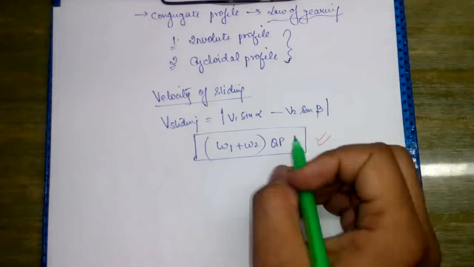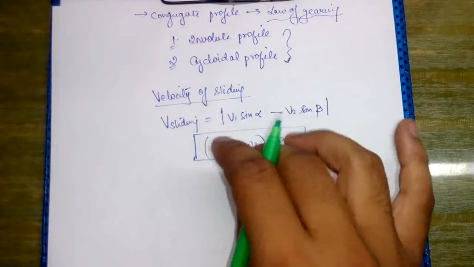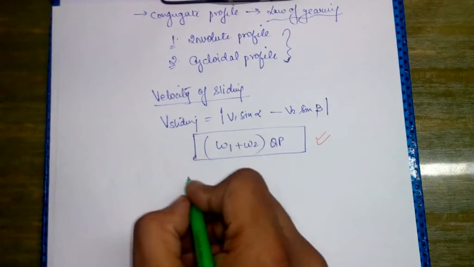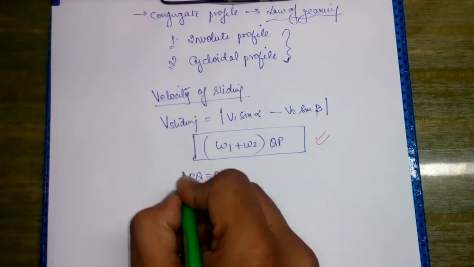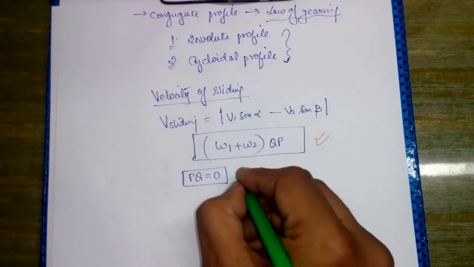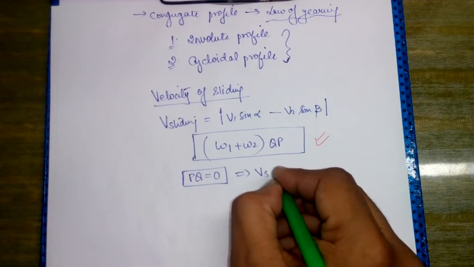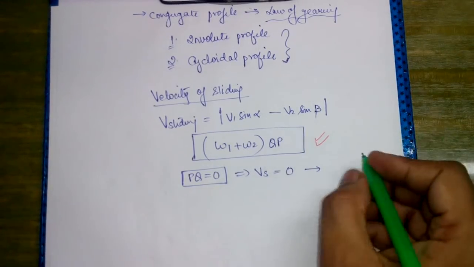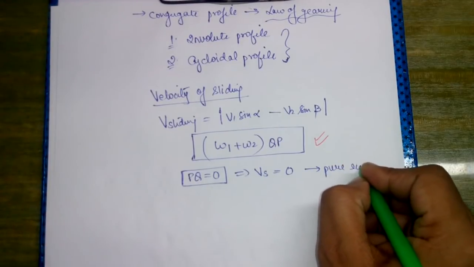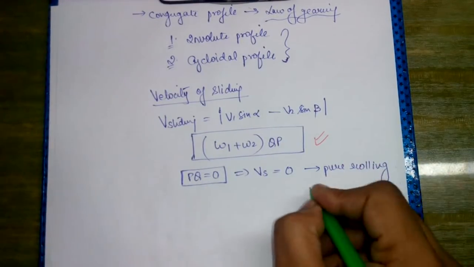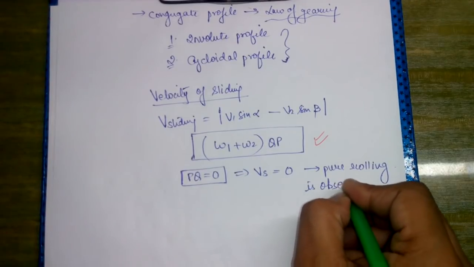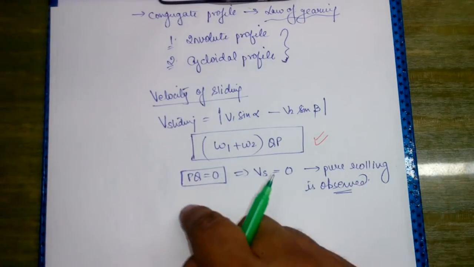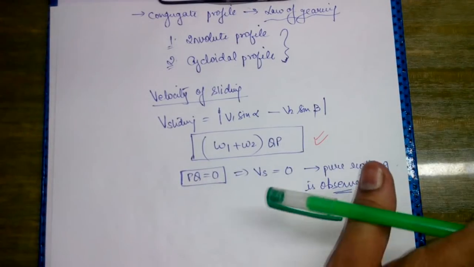ठीक है, तो ऐसा हो सकता है कि हमारा point of contact और pitch point एक जगह पर दोनों coincide कर जाएं. तो अगर वो coincide करेंगे तो PQ would be equal to 0, and at that point the velocity of sliding would be 0, and since sliding is not taking place, hence pure rolling would be observed at that point. Pure rolling is observed when the sliding velocity is 0 and sliding occurs at the point of contact.